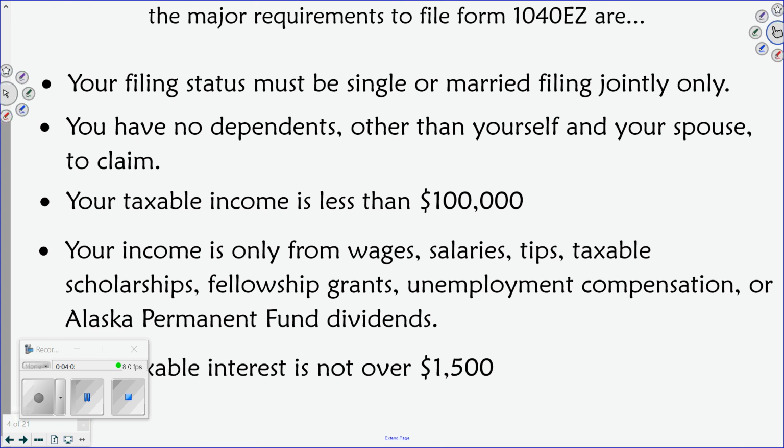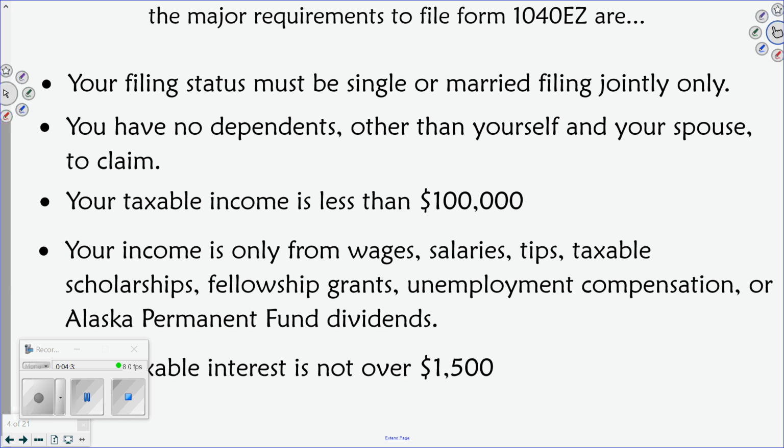For the 1040-EZ, you have to be single or married filing jointly only. So if you're any of the other options, you cannot use the 1040-EZ. But you guys, I assume, are all single, right? Nobody's married in here. So you guys would all use this form. You have no dependents other than yourself and your spouse. So if you have kids, can you use this form? No. Okay, so as long as you don't have any children, you could use this form.